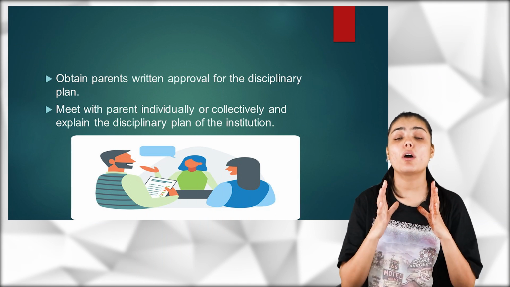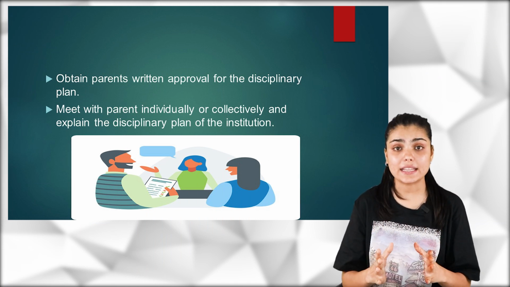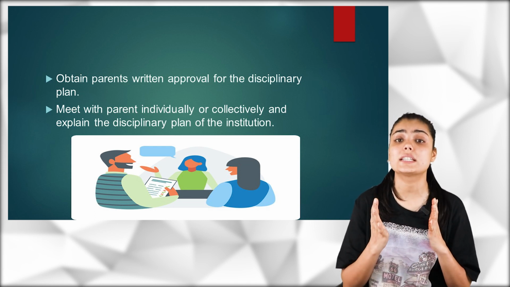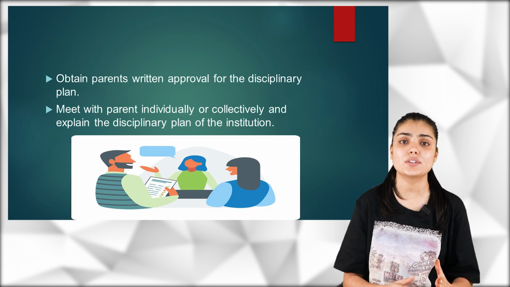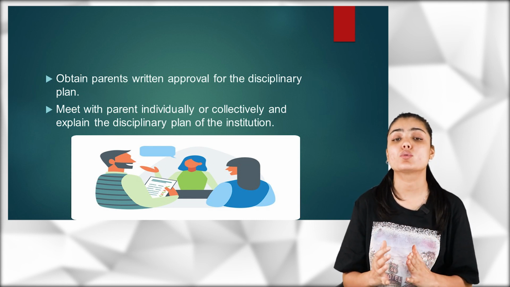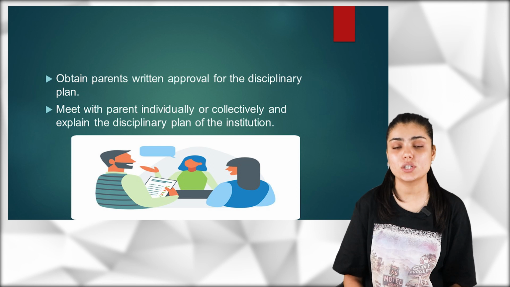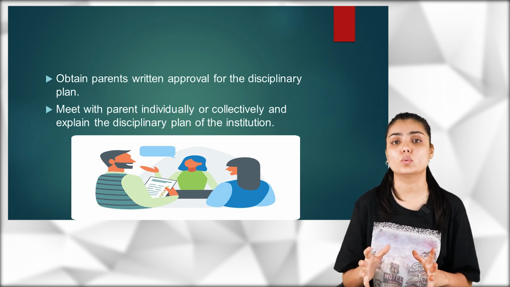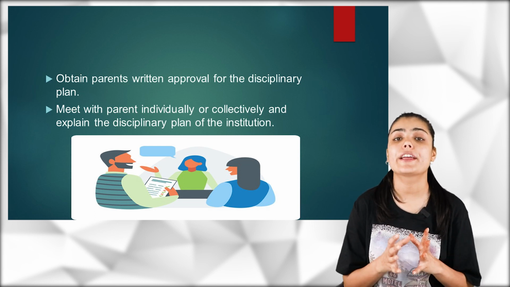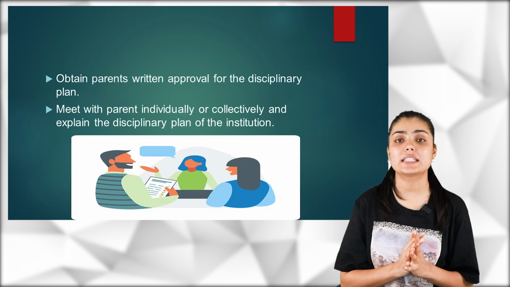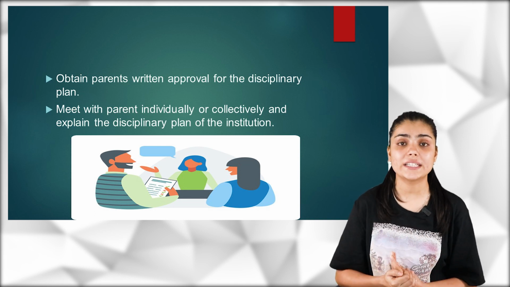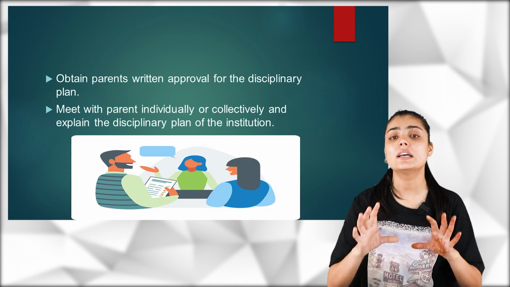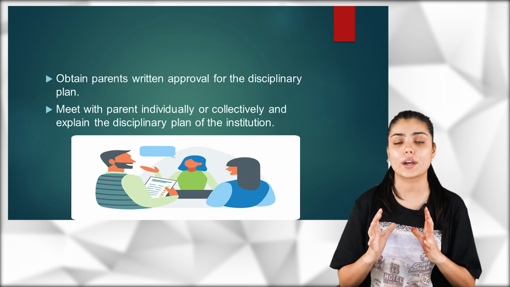Next one is to obtain approval from parents about the disciplinary standards. Parents also must know what is the discipline that is followed in the organization and what their kids are supposed to follow within the organization. So we have to obtain written approval from the parents of the students. So when the parents come for admission, either we can meet parents individually and explain about the disciplinary standards, or we can meet the parents collectively and explain about the disciplinary standards of the organization.